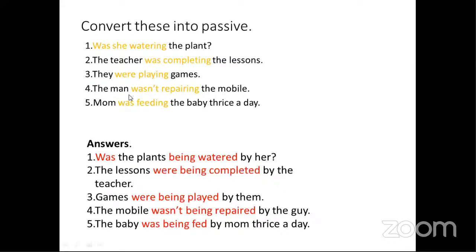Right, then we'll discuss this fourth one. The man wasn't repairing the mobile. Man, the subject, wasn't repairing the verb. The mobile is the object. Then how is it? The mobile, that's a singular noun, wasn't. Why do we put wasn't here? Because the given sentence is negative, and we have to keep the negative in this passive as well. The mobile wasn't being repaired by the guy or the man. You can keep it, the man.